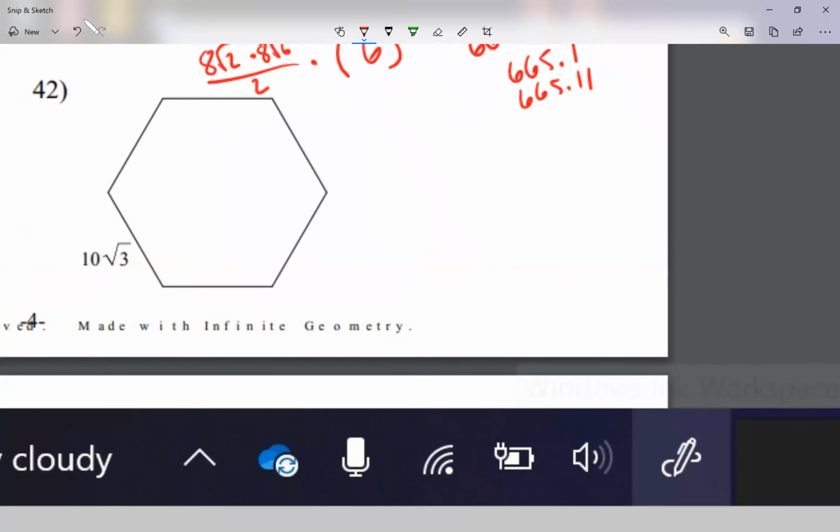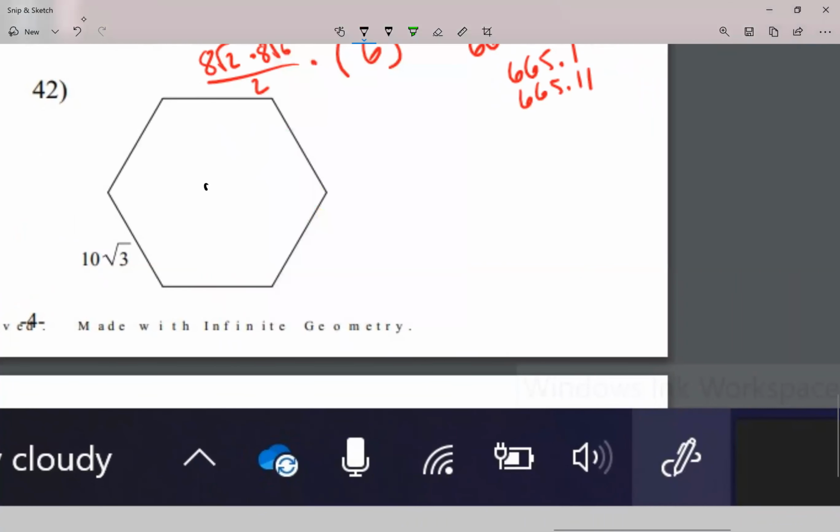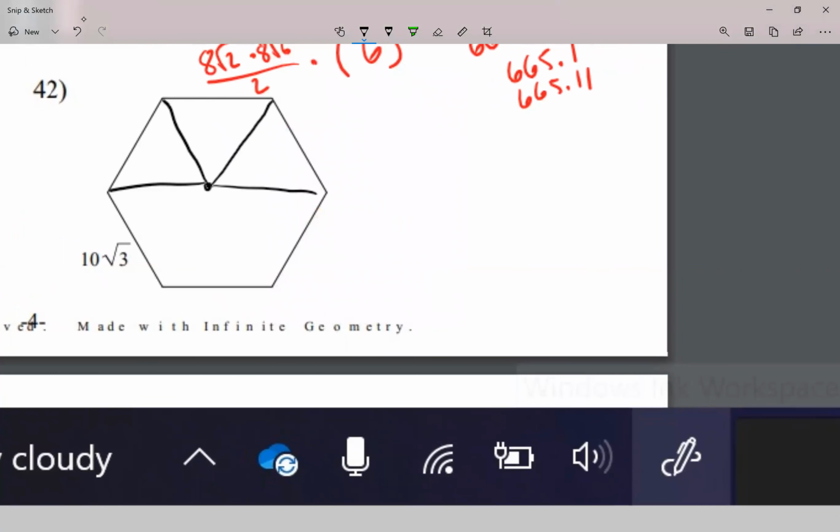Lastly, let's take a look at number 42. I'm going to look at one triangle. So first, from the center to the corners, right? The vertices. I'm creating triangles. And then I cut each triangle in half. Boom, there you go.